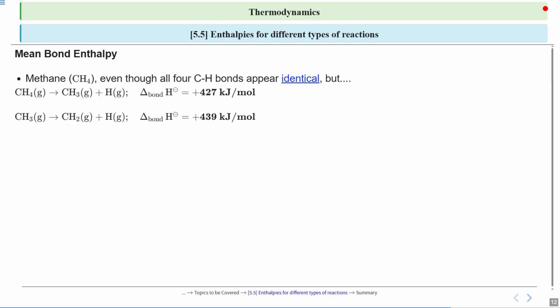Is it clear? Now if you see that bond dissociation enthalpy, it is completely different. Now you have to give a greater amount of energy, which is 439 kilojoule per mole. So this is the change. Although your 4 CH bonds may look identical, they have different values, because once you break one CH bond, you see a different environment. Now your carbon is surrounded by 3 hydrogen atoms. So to break one more H from the CH3, you will need a different amount of energy.